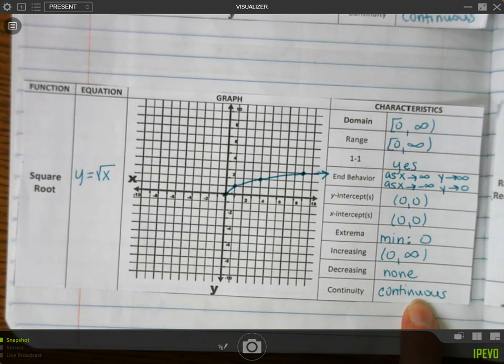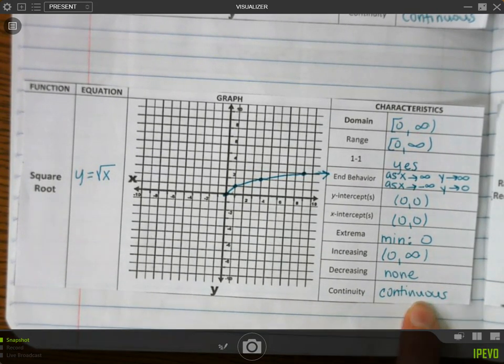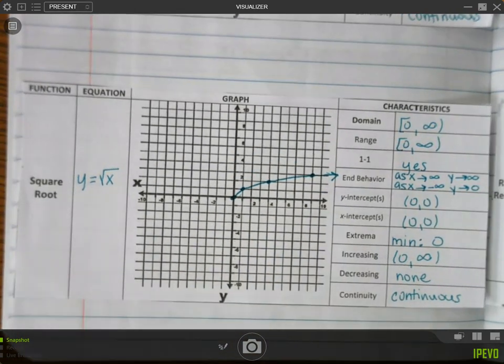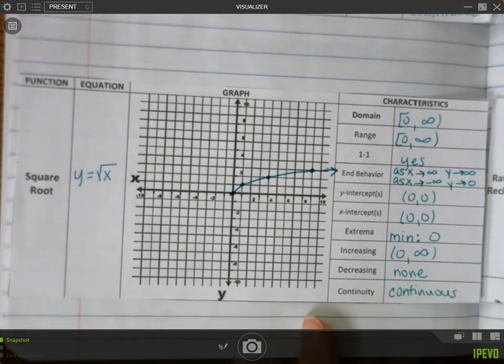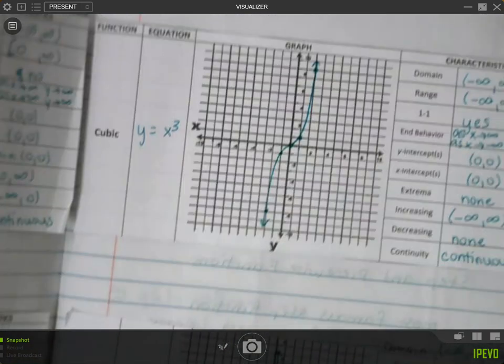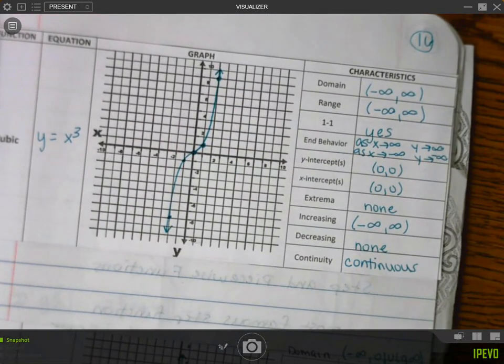senior. All right, so this is a continuous function, and this one would be a neither. It's not even or odd. It has no symmetry.